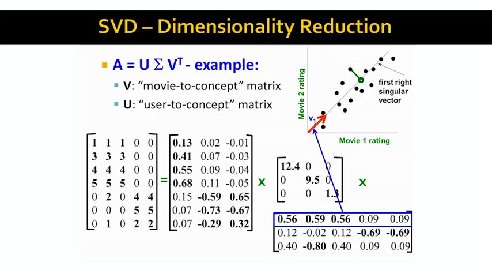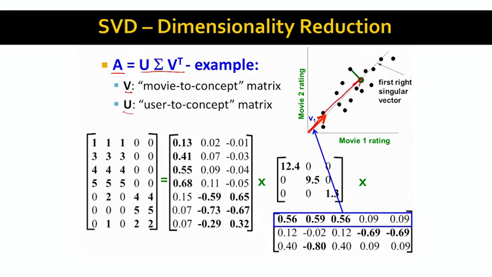Now the question is, given this two-dimensional data, how do I discover the best axis on which to project? And how do I really do dimensionality reduction? How do I discover the position of the point on this given line? So the idea is the following. We are given our matrix A, and we represent it as a product of three matrices, U, Sigma and V transpose, where we think of V as a movie to concept matrix and U as a user to concept matrix.